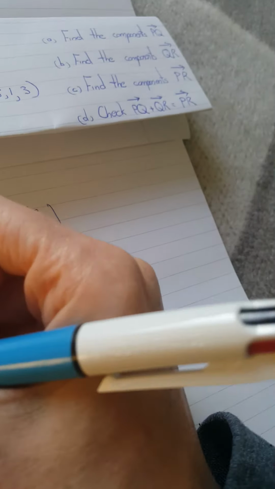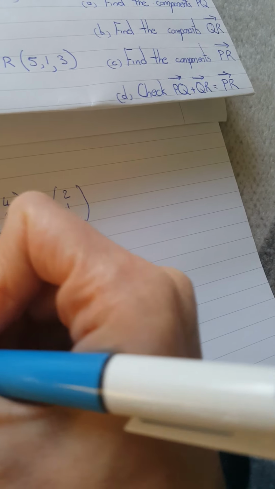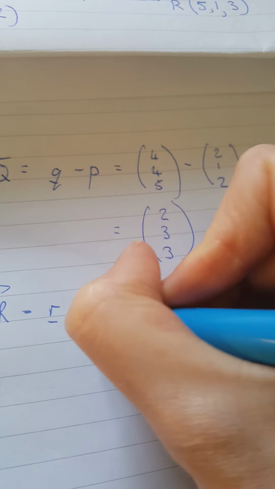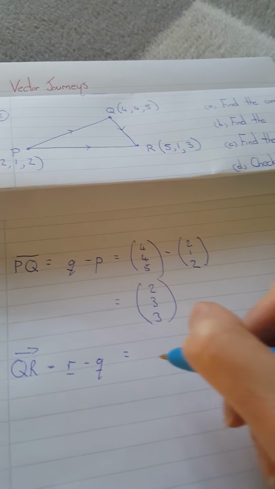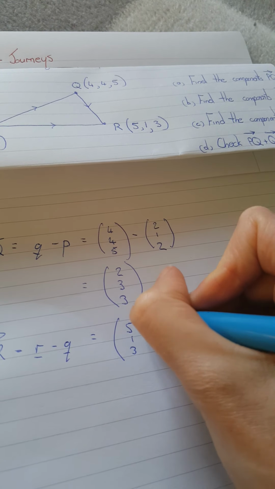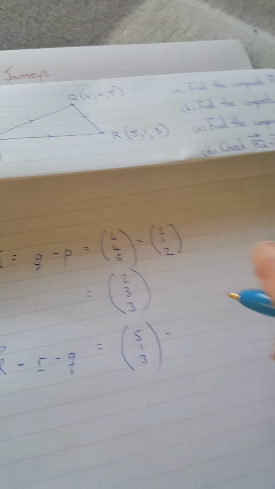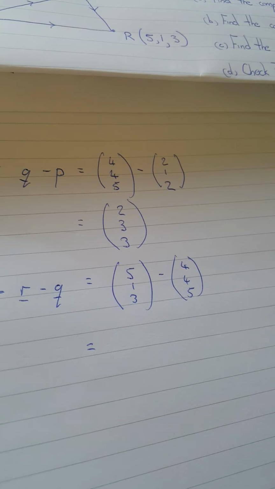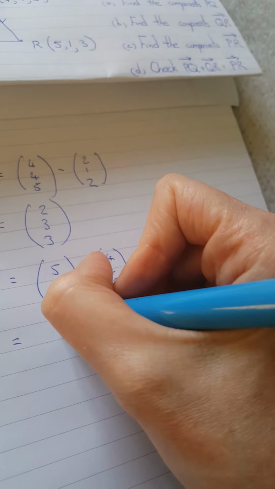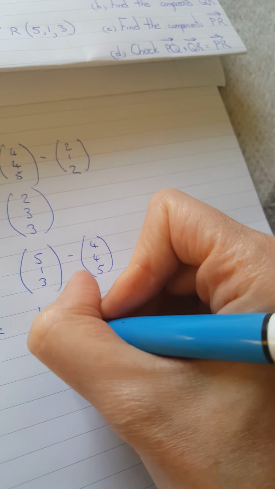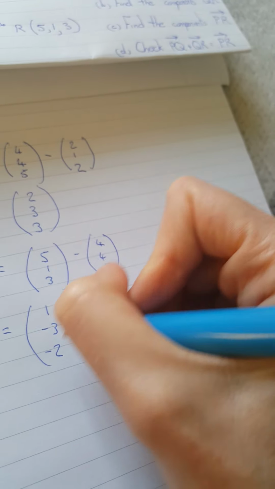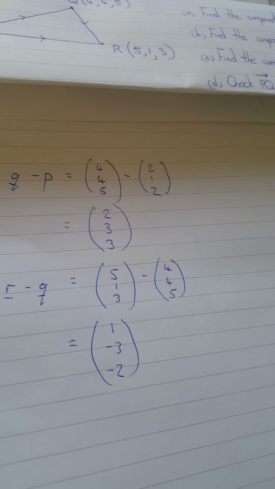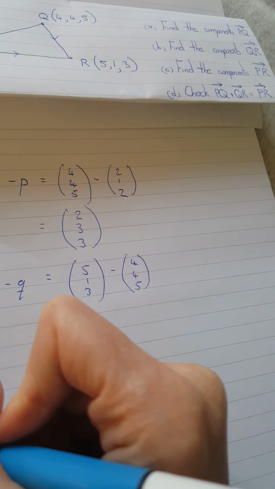The components of QR, we should be getting R minus Q. If you look at the coordinates of R, we're 5, 1, 3. So it's 5, 1, 3 minus Q, which was 4, 4, 5. So when we work out the components of QR, we should get an answer of 1, minus 3, minus 2.